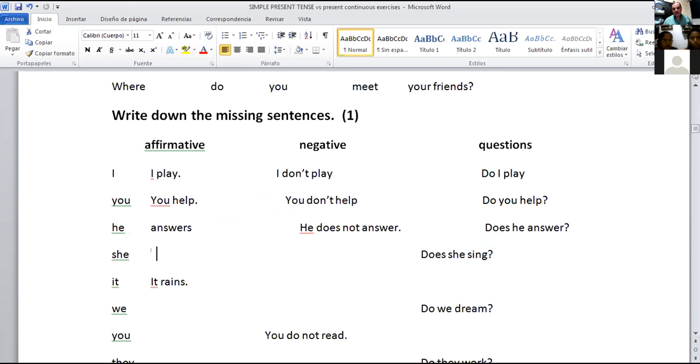Now, what is the next one right here? She sings, right? She sings because it's third person singular in an affirmative sentence. Okay, what is the negative? She doesn't sing. Okay, she doesn't sing.